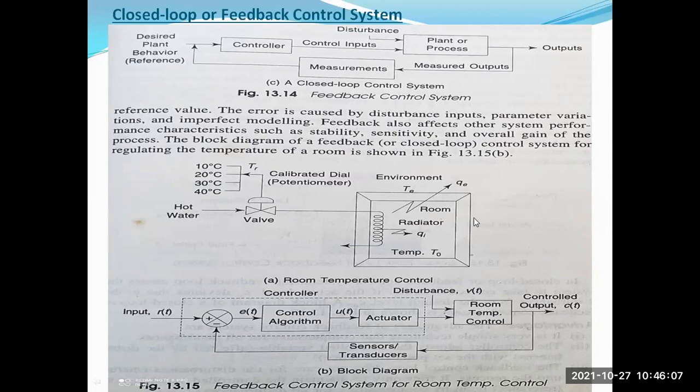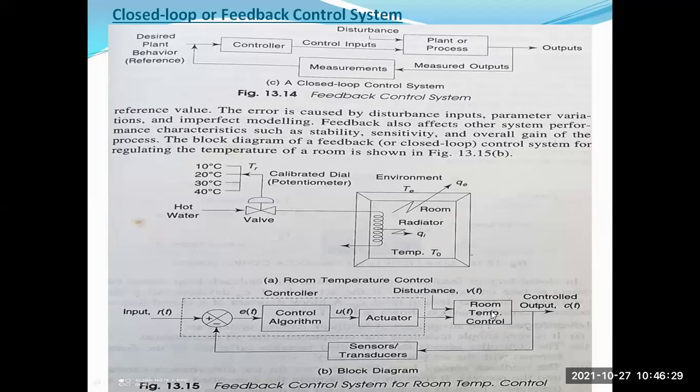Here you can see the room temperature control system. This is called the process or plant, where the user has to give in the signals, or anything controllable in this process or plant. Any other loads also have to be inputted here.